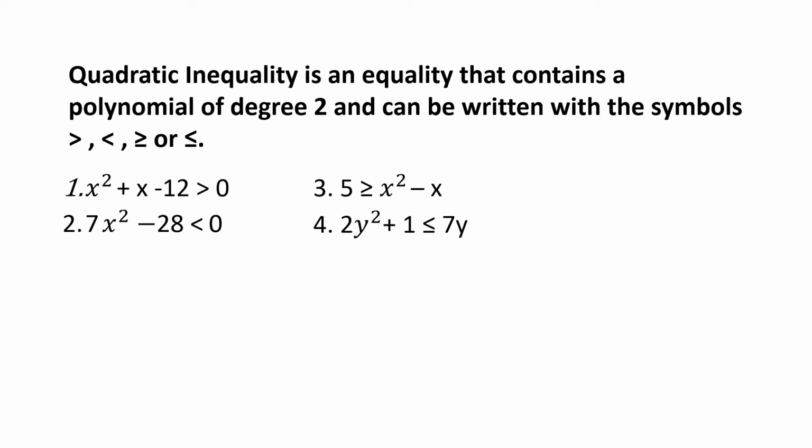x raised to 2 plus x minus 12 is greater than 0. We also have 7x raised to 2 minus 28 is less than 0. We have also 5 is greater than or equal to x raised to 2 minus x, and 2y raised to 2 plus 1 is less than or equal to 7y.